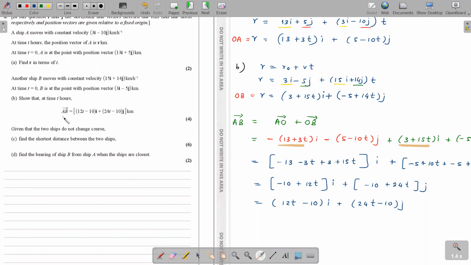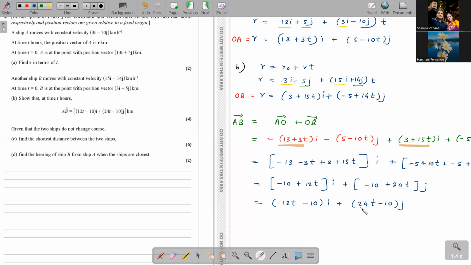Okay, now listen to this. Now you all know AB vector gives me what? The AB vector gives me this. What does this I represent here? This I, the x coordinate here, represents the x distance between what and what. This 12t minus 10 gives me the x distance between the ships A and B at any given time. And here the 24t minus 10 gives me what? It gives me the y distance between A and B at any given point.